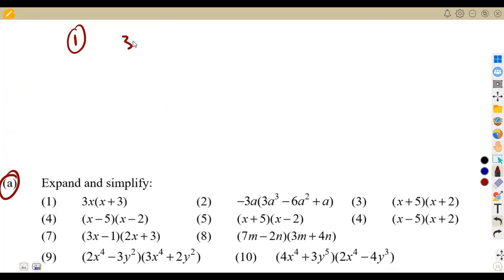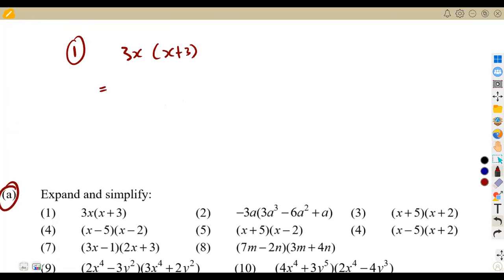We are given in this case 3x into x plus 3. So when you are given this type of question whereby you've got a single term that is outside of a bracket, remember I said you just have to multiply each and every term by this term outside of the bracket. So you multiply this term by 3x, also multiply here by 3x. So this 3x is going to multiply every term inside the bracket that you are given in this case.